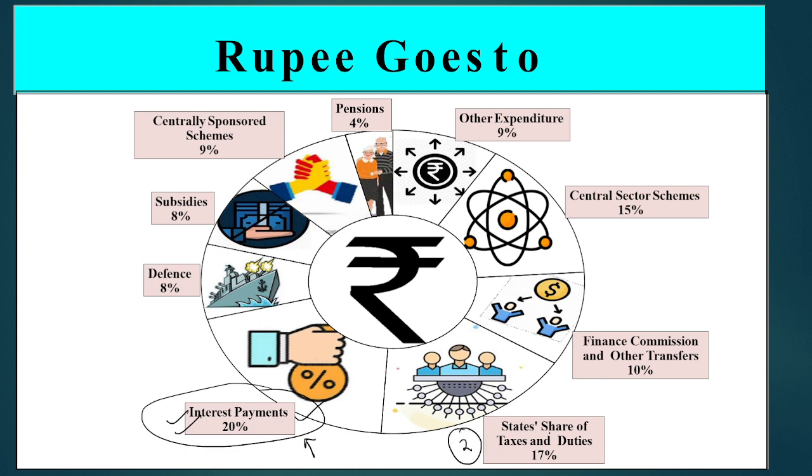Number 2 is state share of taxes and duties. Number third is central sector schemes. Number fourth is finance commission and other transfers, that is 10%. Apart from this, there are centrally sponsored schemes and other expenditures also. Next is defense and subsidies where we are spending money. And lastly, on the pensions.